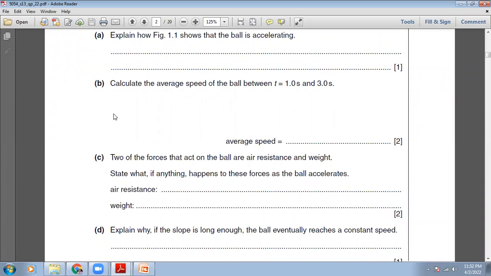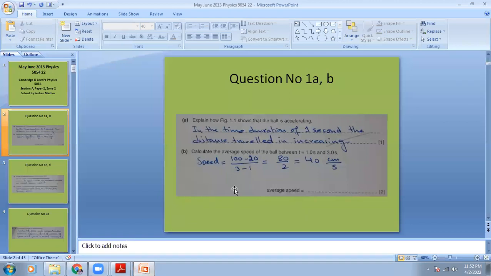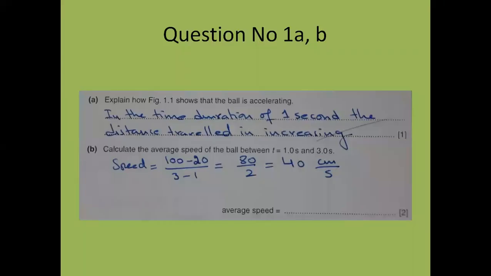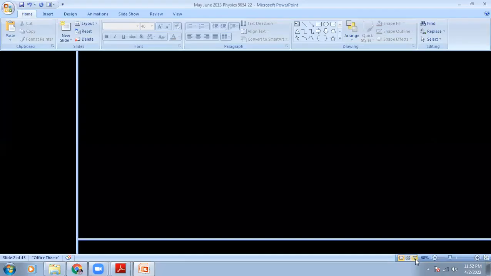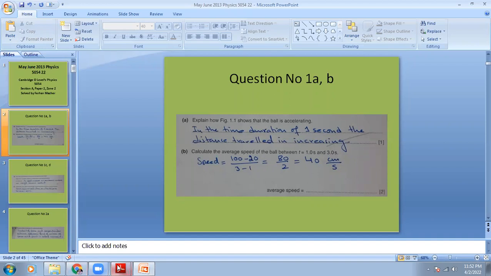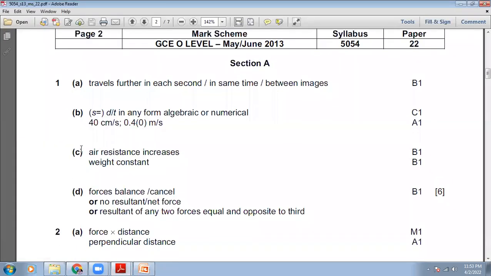Okay. Then the next part says, calculate the average speed of the ball between t equals 1 second and 3 seconds. The average speed is the total distance traveled during that time interval divided by the total time taken. So let me show you. The distance traveled is 100 minus 20, that will be 80, and the time interval is from 1 to 3, that will be 2 seconds. So you will have the speed of 40 centimeter per second.